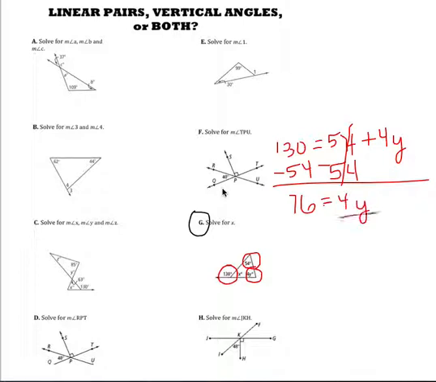And then 76 divided by 4 would be 1, carry the 3, be 19. So the value of y would be 19.